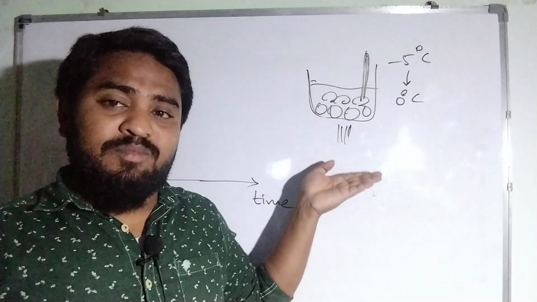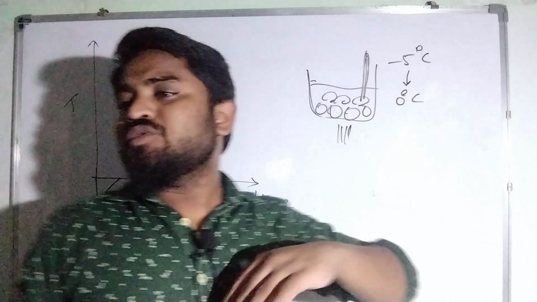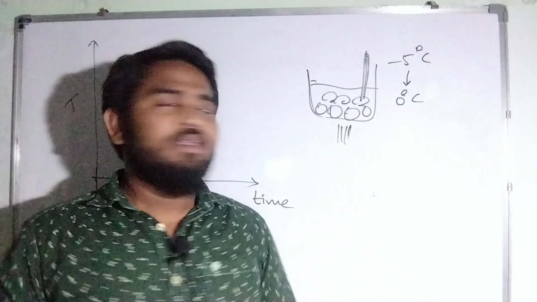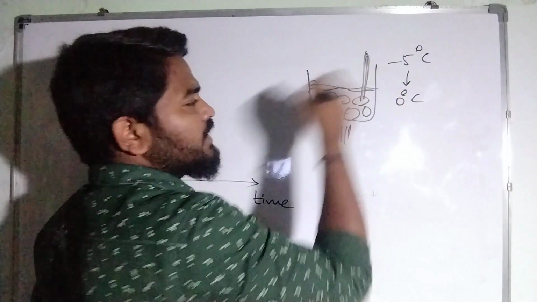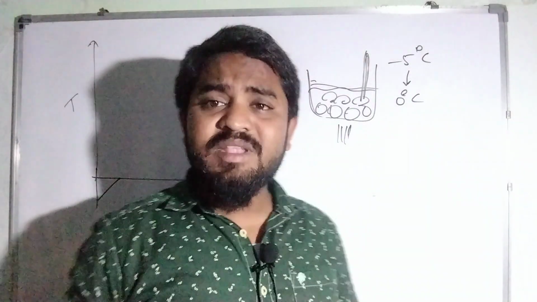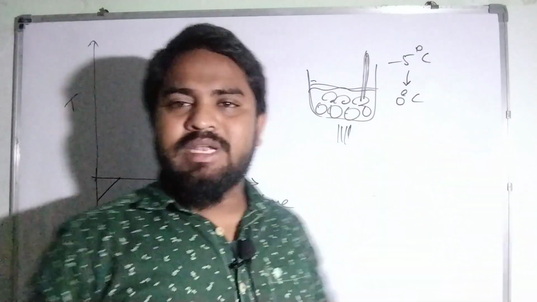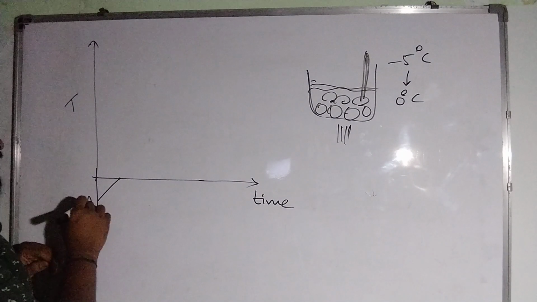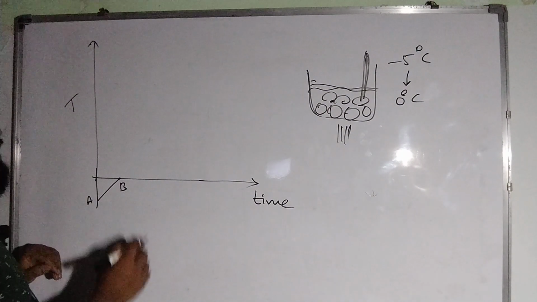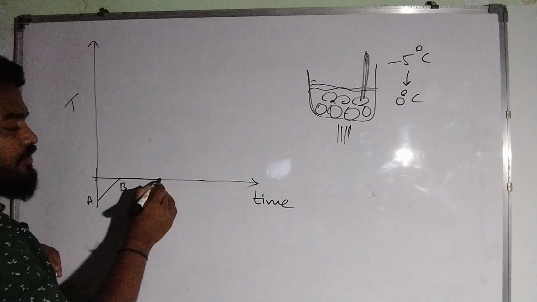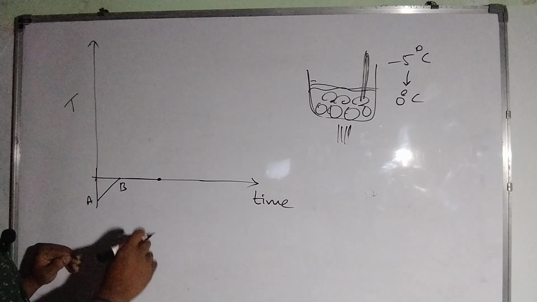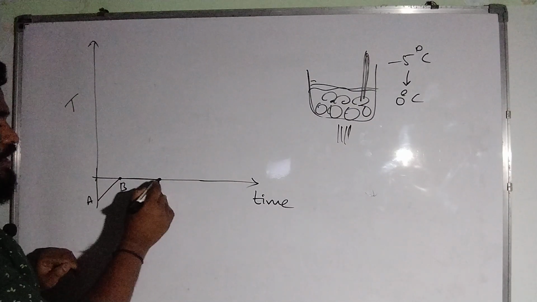After a certain time, what happened? All the ice cubes were melted. So the substance became a liquid, but the temperature is 0 degrees Celsius itself. That means from A to B there is a rise in temperature. After some time there is no rise in the temperature, it is constant from B to C.